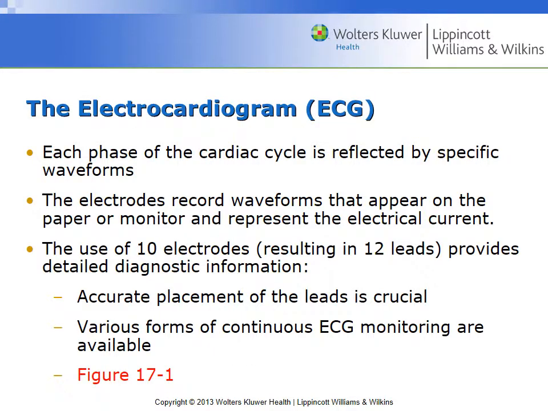Each phase of the cardiac cycle is reflected by specific waveforms. Electrodes on your patient record waveforms that appear on the paper or monitor and represent electrical current. The use of 10 electrodes, which result in a 12-lead EKG, provide detailed diagnostic information on our patient. A couple of things to remember about this: accurate placement of the leads is crucial, and various forms of continuous EKG monitoring are available.